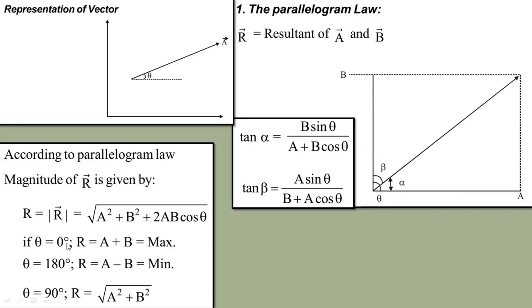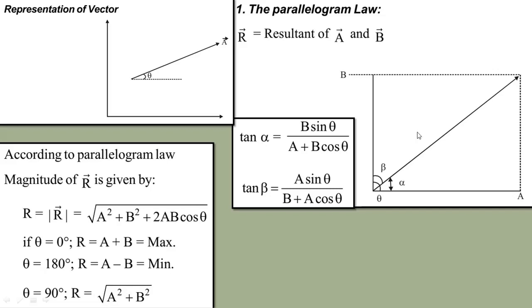If theta is 0 degree, R is equal to A plus B, putting the value of cos 0. If theta is 180 degree, R is equal to A minus B, which is the minimum. If theta is 90 degree, then R is equal to square root of A squared plus B squared.